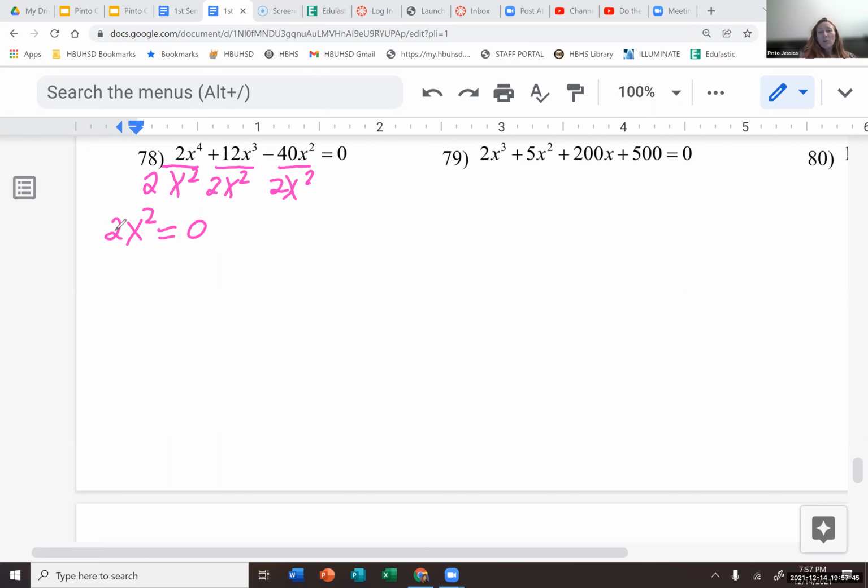Solving for x, when we divide by 2, it's still 0. And when we take the square root, it's still 0. So we get x is equal to 0, but there were 2 of them. So multiplicity of 2. Now I need to finish the division. So I've got x to the second power, making it 2 less powerful, plus 6x minus 20 is equal to 0.